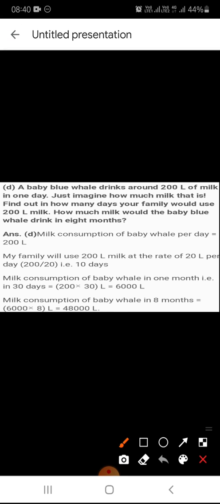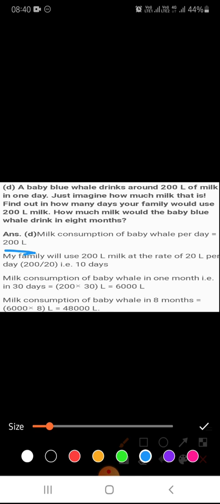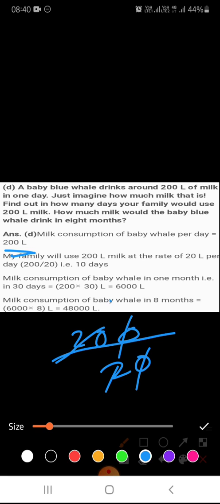Now first of all we know that milk consumed by the baby whale per day is 200 liters. It means the baby whale is drinking 200 liters of milk in 1 day. Now if we say our family uses 20 liters, so 200 divided by 20 will get how many? 10 days. Our family can use that milk for 10 days.